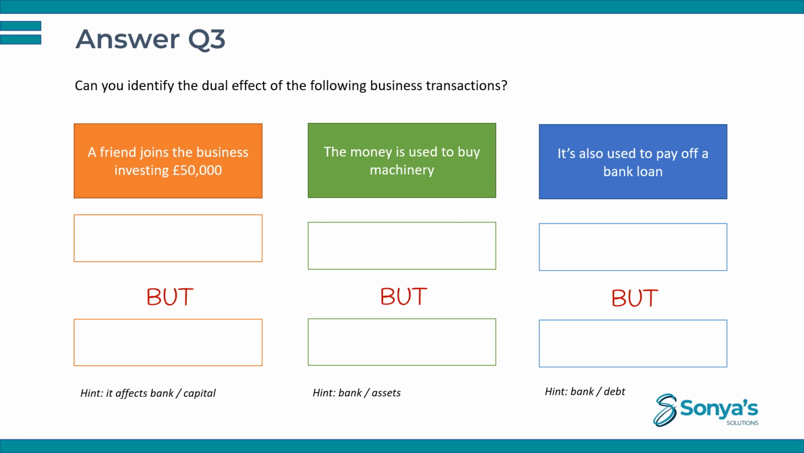Don't worry if you found this first one difficult. A friend is joining the business, probably as a business partner, and they're investing £50,000. It's likely to be paid into the business bank account, so the bank balance will increase. The equal and opposite effect is that capital increases. The friend is effectively lending the money to the business. At some point in the future, it may need to be repaid. So capital is classified as a liability.